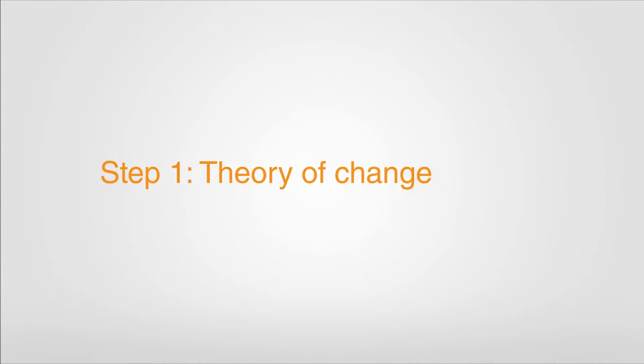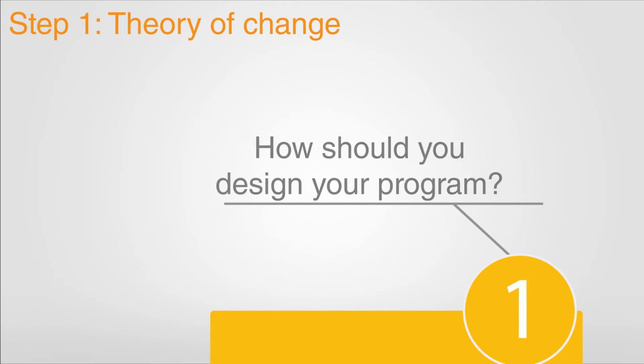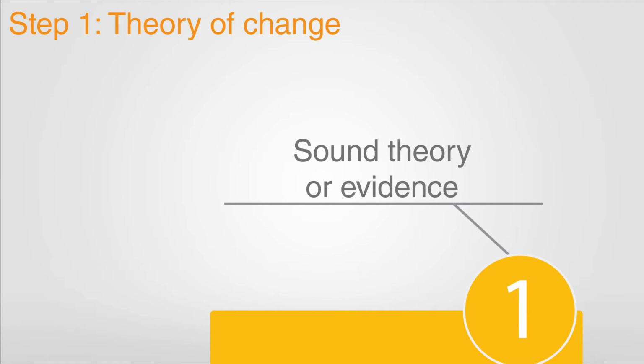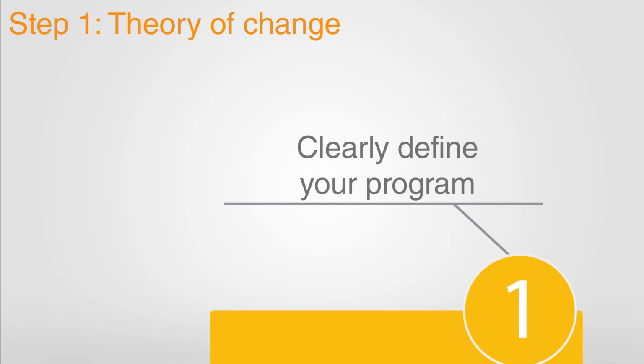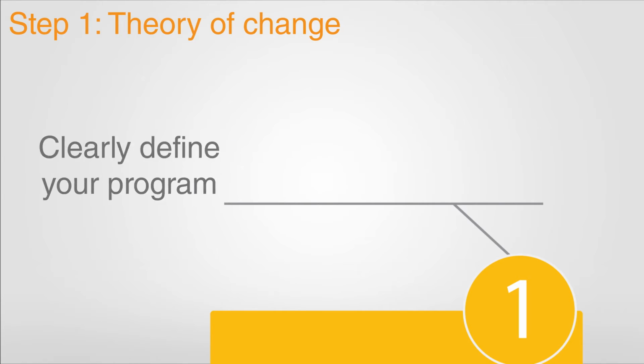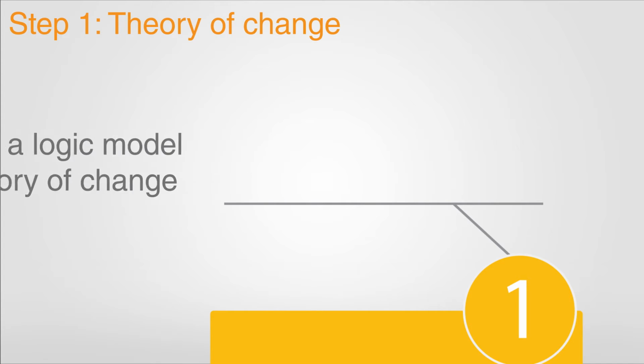The first question you'll ask is, what is my program? What is it supposed to do? And what outcomes do I want? When choosing program activities and services, make sure that they're related to these outcomes and that they're based on sound theory or evidence from other programs. It's also important to clearly define your program so that it can be tested. New programs should begin by developing a logic model based on a theory of change grounded in evidence about what has or has not worked for other programs. A theory of change can also help existing programs clearly define their purpose.